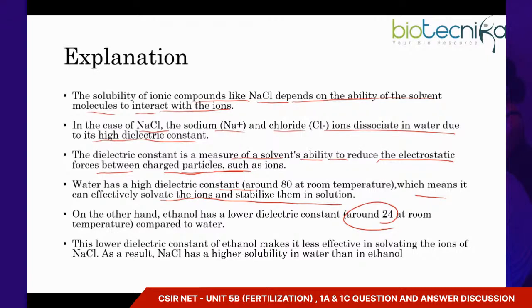As a result, NaCl has a higher solubility in water than in ethanol.